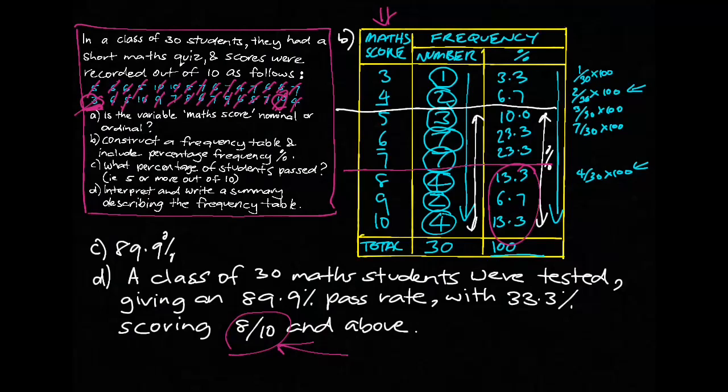So that just gives you an example of, hey, everyone's passed. Probably most people have scored around these values. But we've got a pretty high percentage of people who actually got a really high mark.